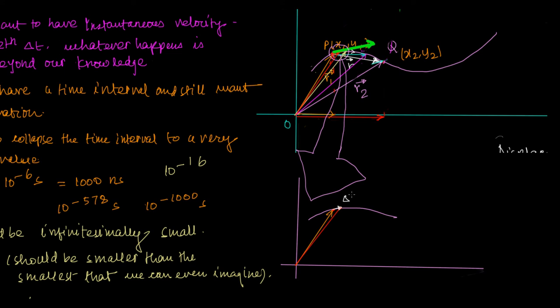This is your delta R vector, right? And we have seen that my delta V is nothing but delta R multiplied by a positive constant. So the direction of delta V is in the same direction as delta R. And delta R, by whatever we have discussed till now, connects two extremely close points on this curve, and hence it should be tangential to the curve. So delta V is tangential, in the same direction as delta R.